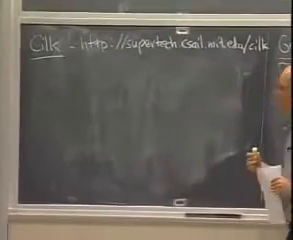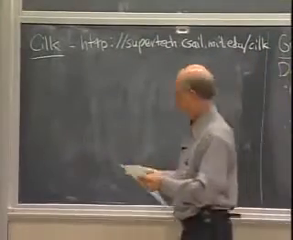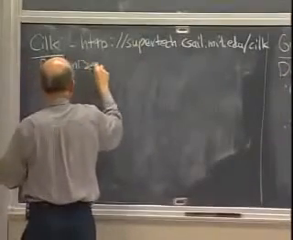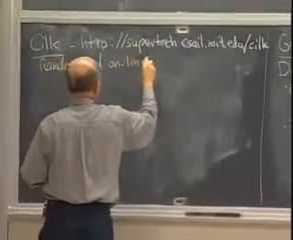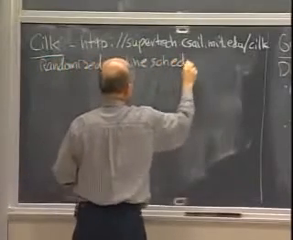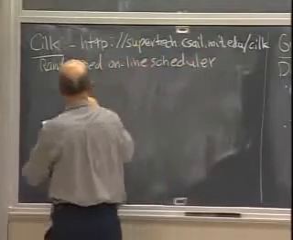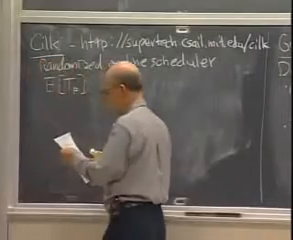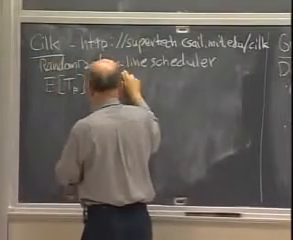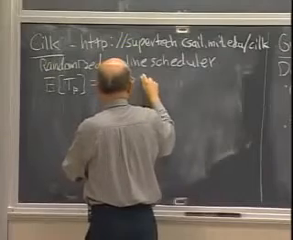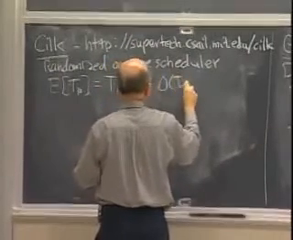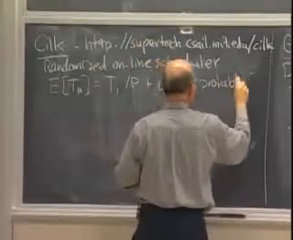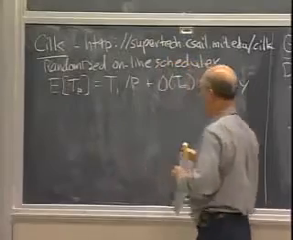Okay. And what it uses is actually one of these more complicated schedulers. It's a randomized online scheduler. And if you look at its expected runtime on P processors, it gets effectively T1 over P plus O of T infinity, provably.